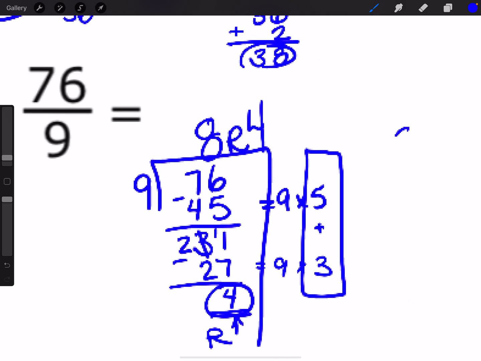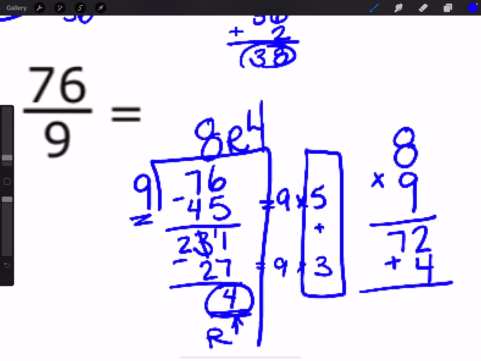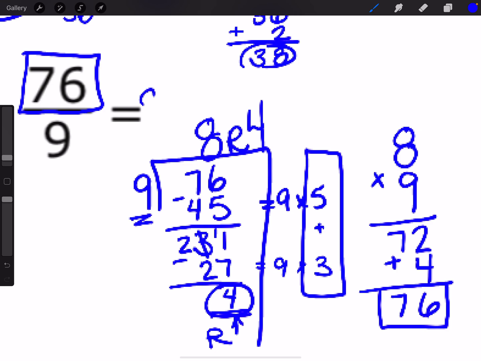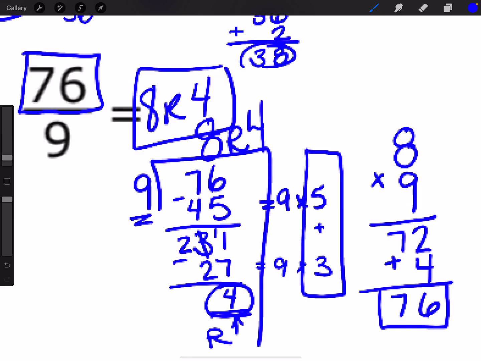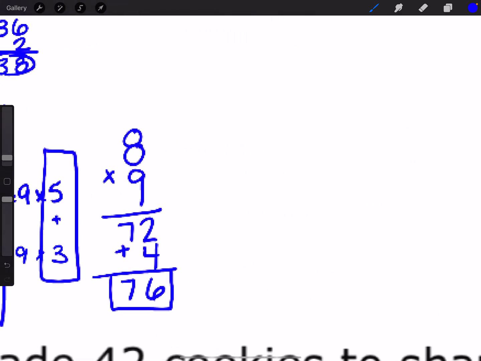Now remember, guys, we can take that 8 times it by the divisor. 8 times 9 is 72. We add the 4, which is the remainder. 2 plus 4 is 6. 7 plus 0 is 7. This should be our dividend, and it absolutely is. So 76 divided by 9 is 8, remainder 4. Good job, guys.